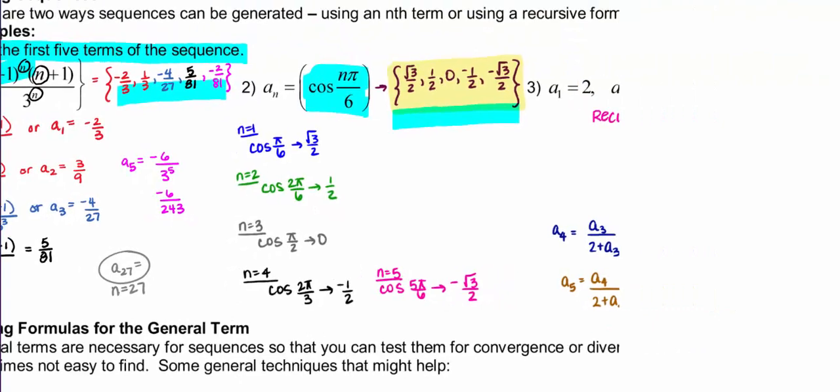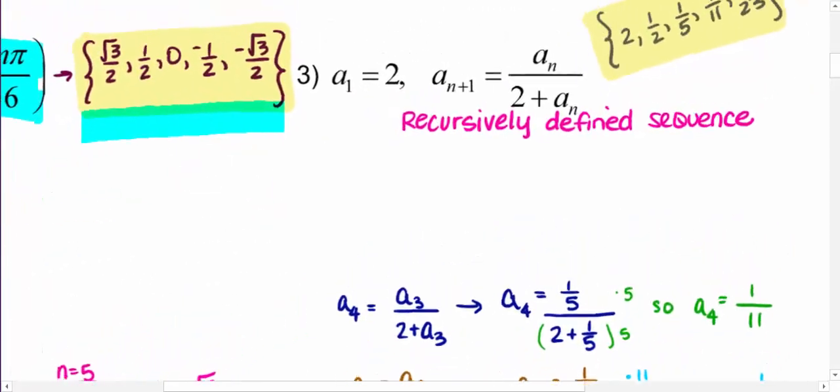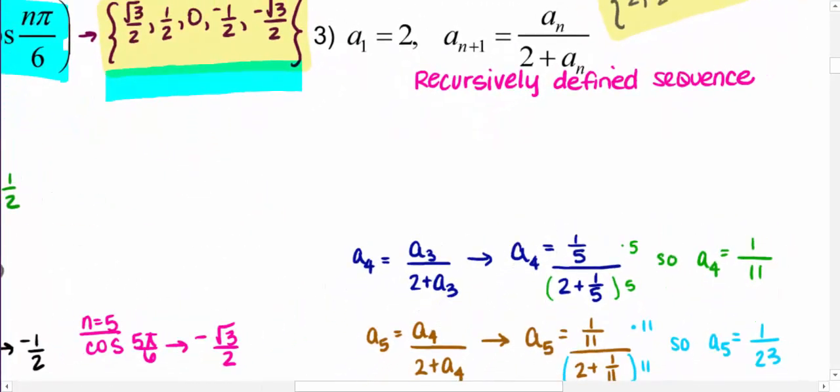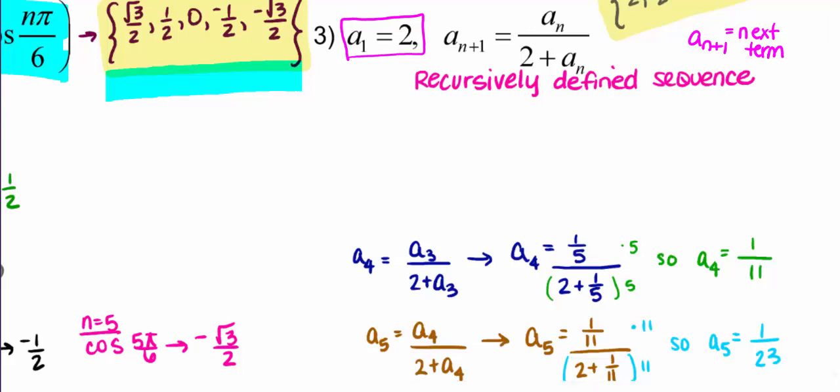All right, so what does a recursively defined sequence look like? Well, here it is. What they're going to tell you in this case is a sub 1, so here's my first term, and then a sub n plus 1 really just means next term. And a sub n minus 1 is going to mean previous term. So sometimes we can define a sequence or a list of numbers based on what the next term is going to be.